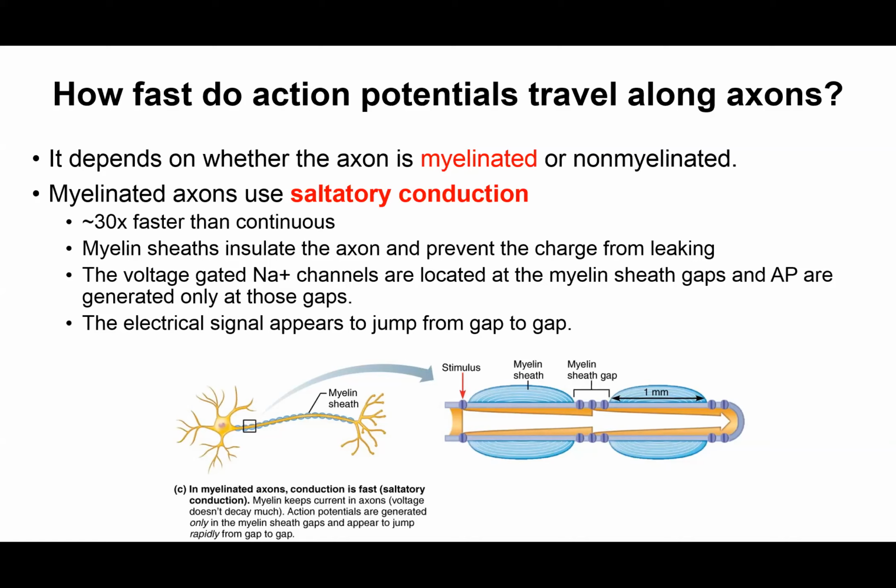Because of this, it looks like the action potential is jumping from gap to gap, and this jumping from gap to gap can occur much more quickly than moving straight along. Okay?